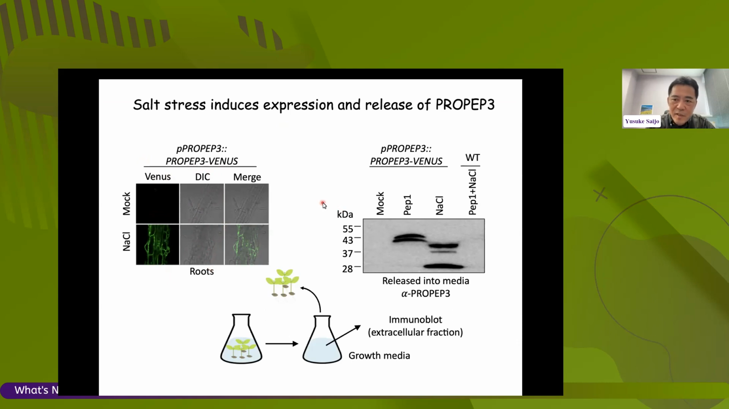And consistent with the induction of such damage, we also see in the immunoblot analysis of the growth media surrounding seedlings, which we took as an extracellular fraction of plants, the accumulation of ProPEP derived peptides in response to salt. This indicates that indeed the endogenous ProPEP3 peptide pathway is involved under salt stress.